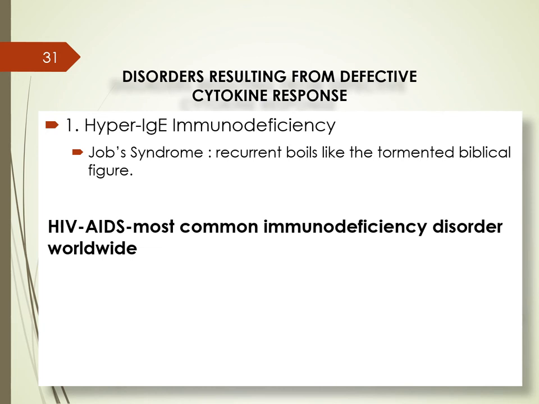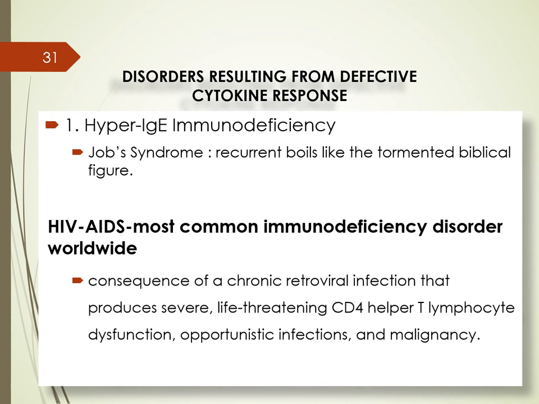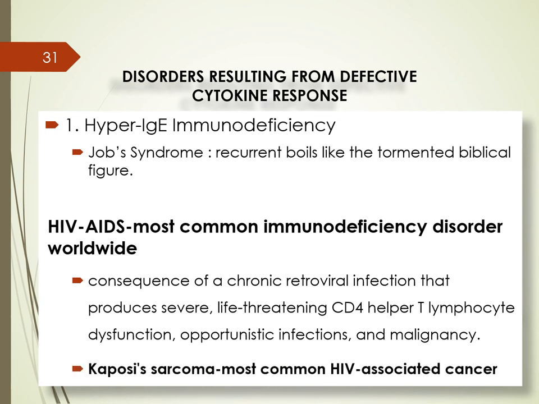HIV/AIDS. The most common immunodeficiency disorder worldwide, HIV/AIDS is the consequence of chronic retroviral infection that produces severe life-threatening CD4 helper T lymphocyte dysfunction. So it's your CD4 that is involved. And there will be opportunistic infection and there will be formation of tumor cells, wherein Kaposi's sarcoma is the most common HIV-associated cancer, Kaposi's sarcoma.